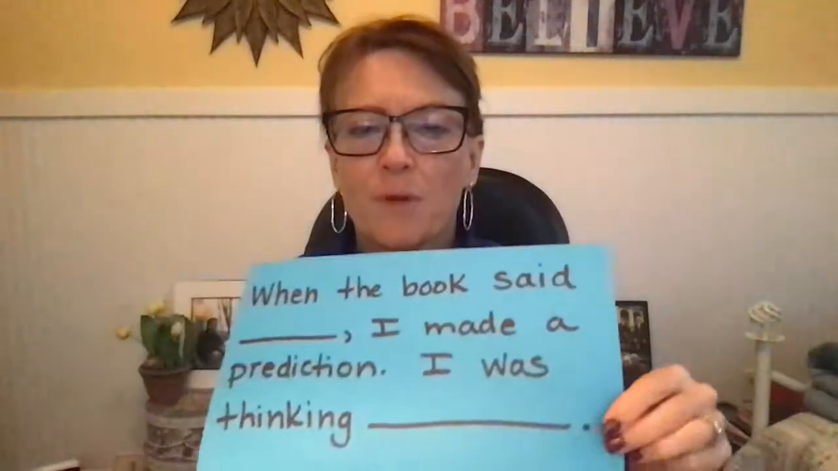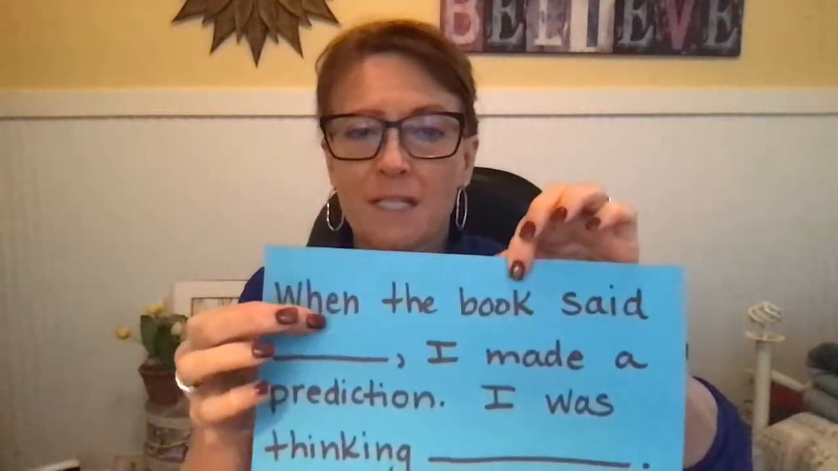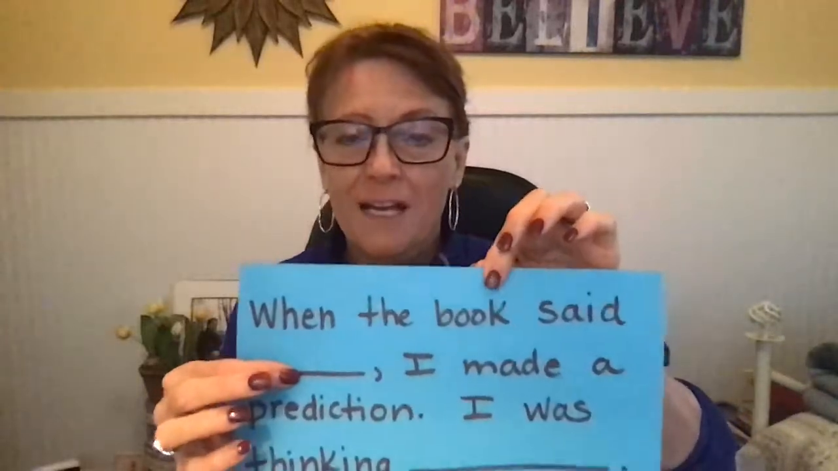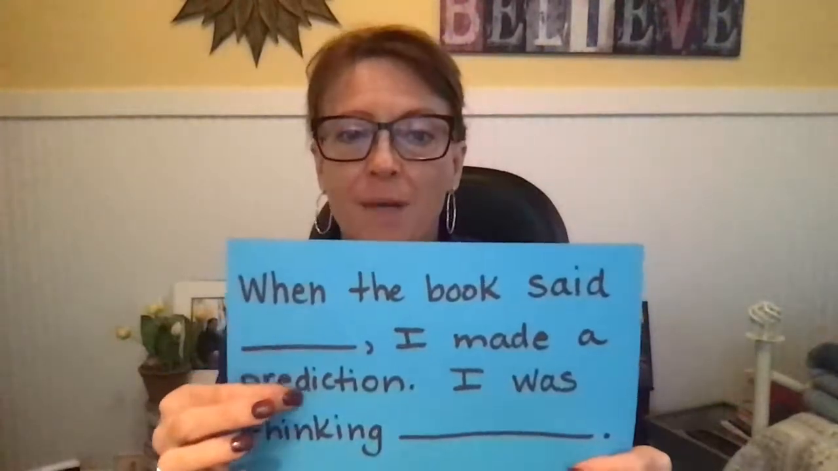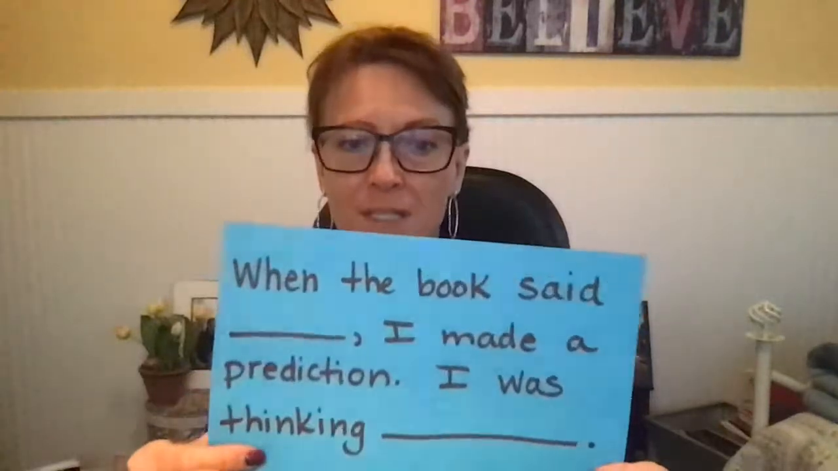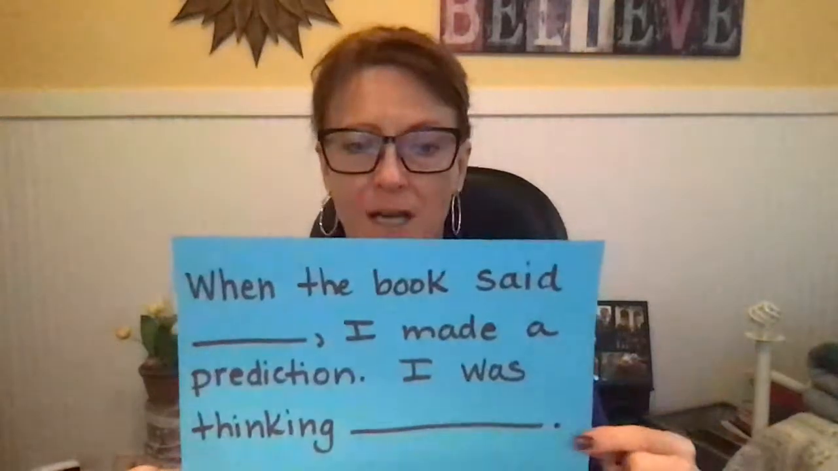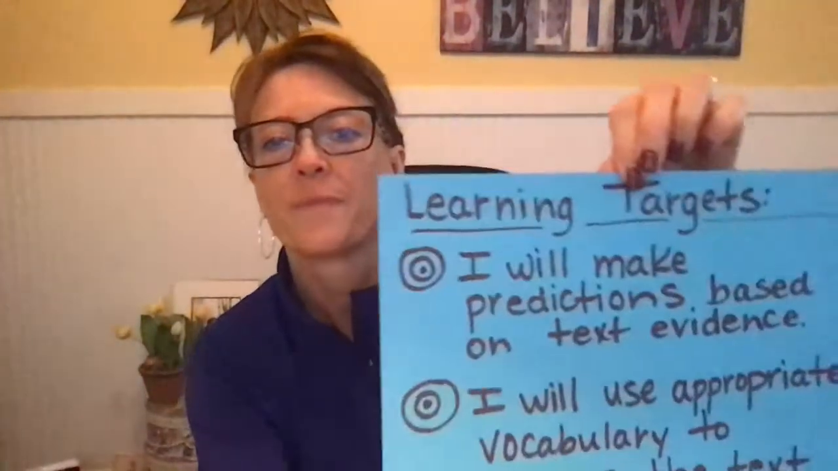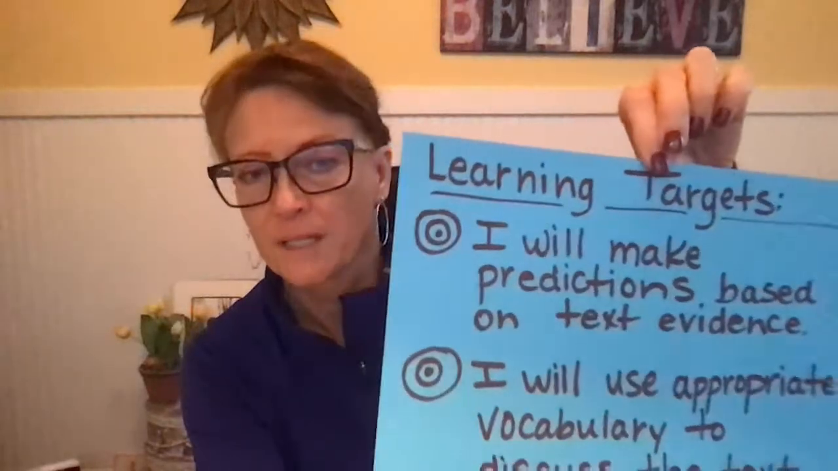So today we are using the stem that says, "When the book said ___, I made a prediction. I was thinking ___," because whatever the book said is our text-based evidence, okay? Here is what you were thinking, on this line in your mind. So this is a stem you're going to use. You're going to have something like this in your Seesaw to type on, to fill in after we've completed chapters 12 and 13. Okay, so that's the stem we're using. It goes along with our target: I will make predictions based on text evidence.